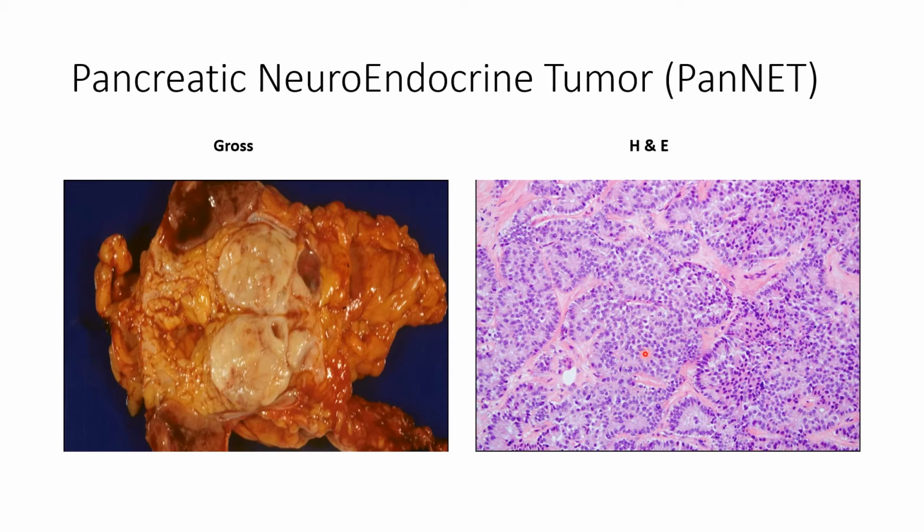Another type we have is pancreatic neuroendocrine tumor, that is PanNET. This is the gross appearance, a yellowish-white, yellowish fleshy tumor. Here we have two foci, 1 and 2. They are well demarcated, round, fleshy tumors. Microscopically, we have trabecular architecture and pale pink cytoplasm along with eccentrically located nuclei.